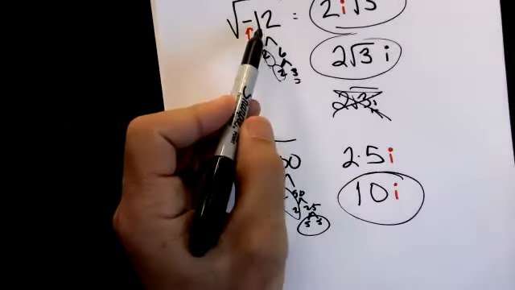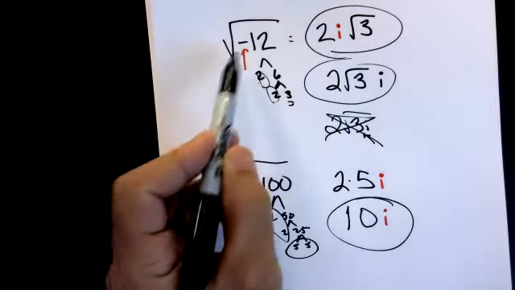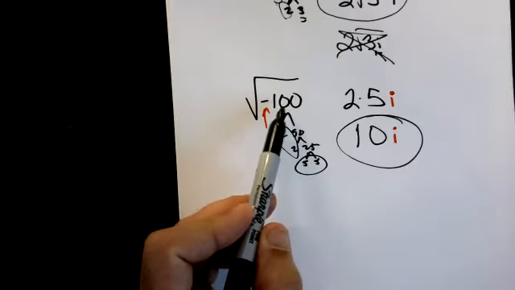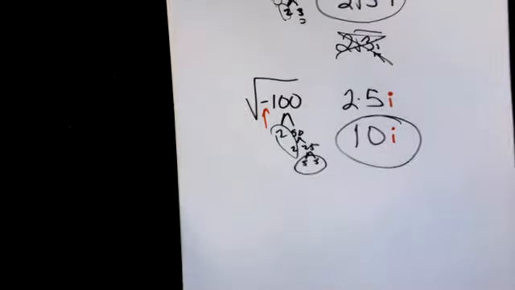So if it's a non-perfect square, and we have outsides and inside of a radical, the negative inside here just makes it imaginary. Even if it's a perfect square, like 100, which is 10 times 10, the negative inside makes it imaginary.